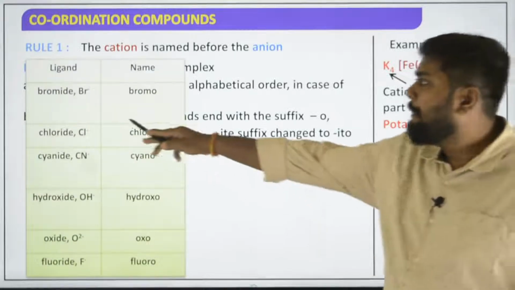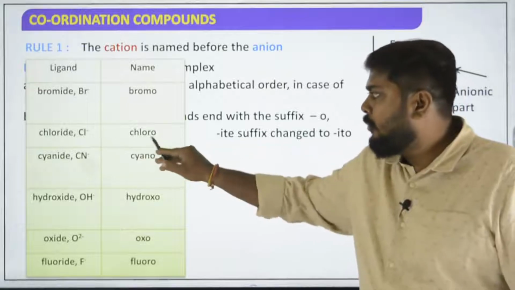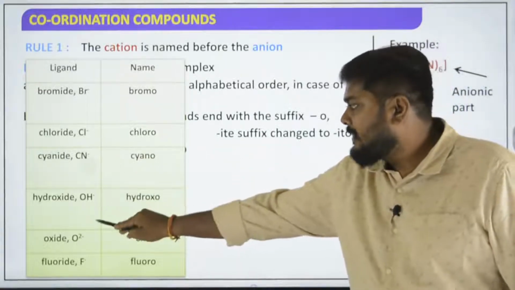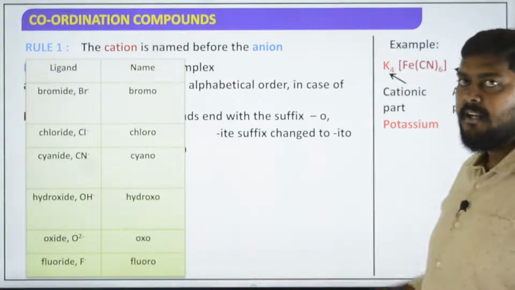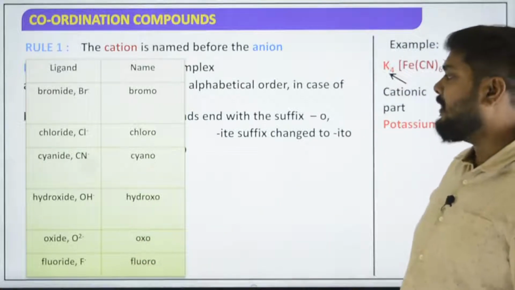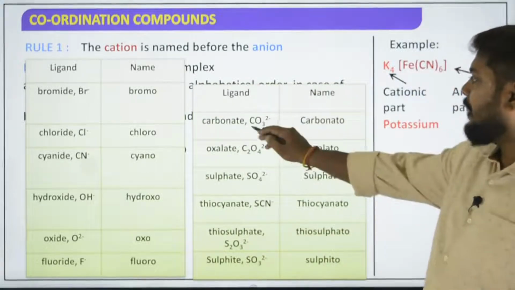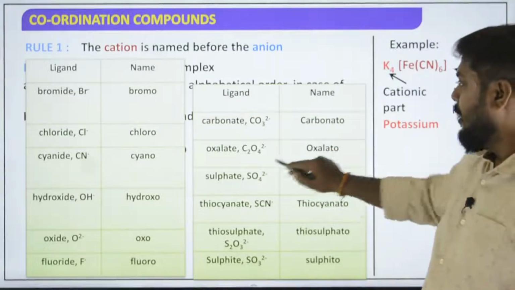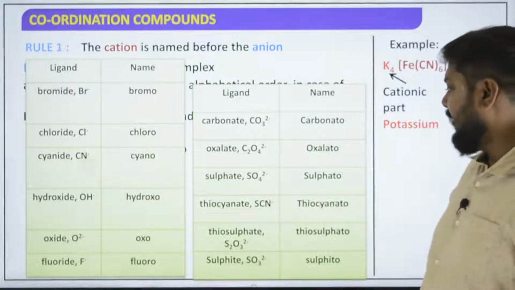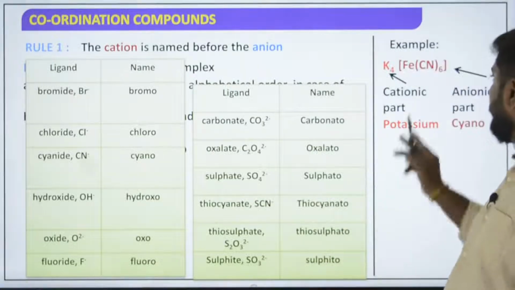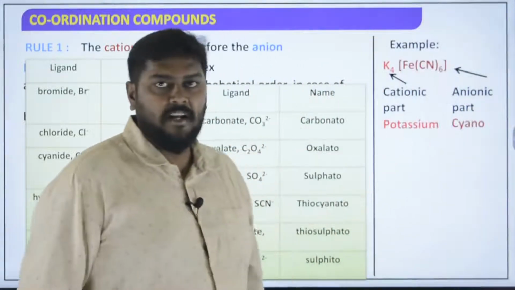For example, bromide will be changed to bromo, chloride to chloro, cyanide to cyano, hydroxide to hydroxo, oxide to oxo, fluoride to fluoro. Likewise, the last E will be replaced with O, whether it is IDE, ITE, or something else, right? Carbonate is carbonato, then oxalato, sulfato, thiocyanato, thiosulfato, sulfito, right? So here cyanide is changed to cyano, right?